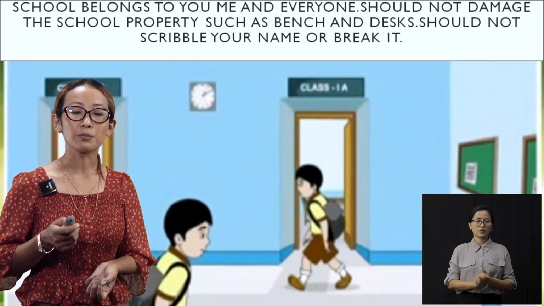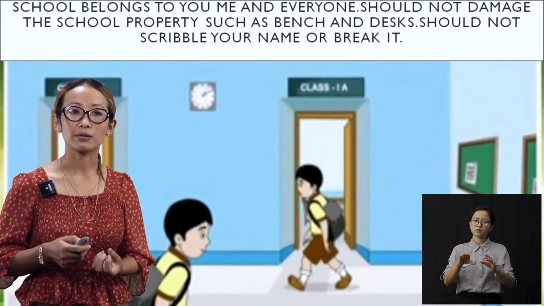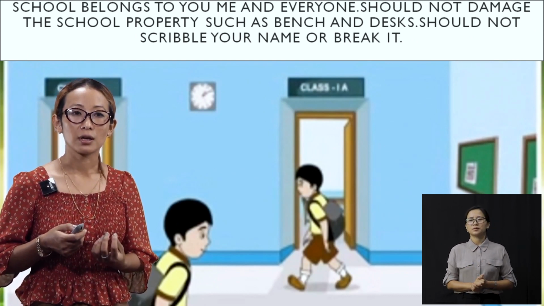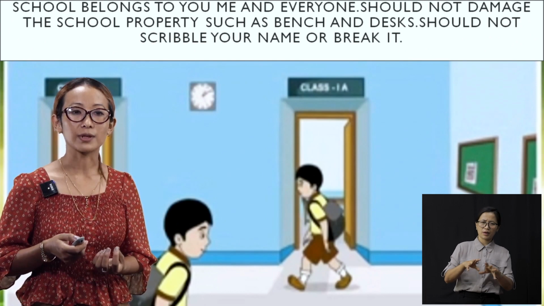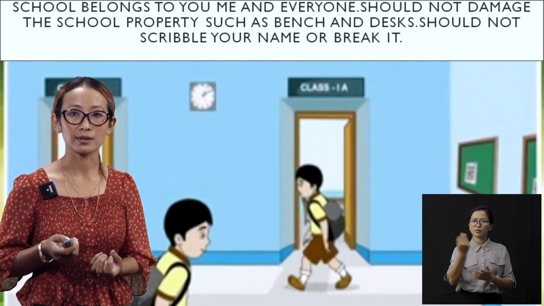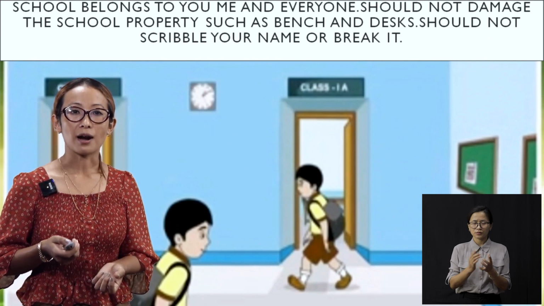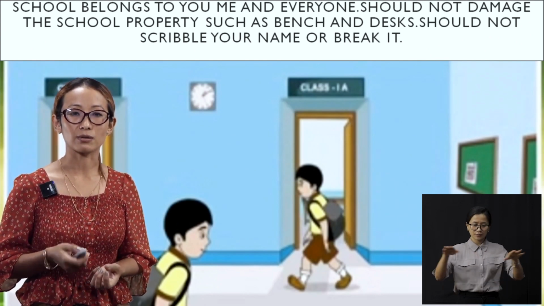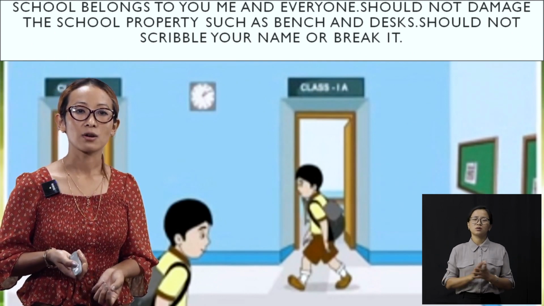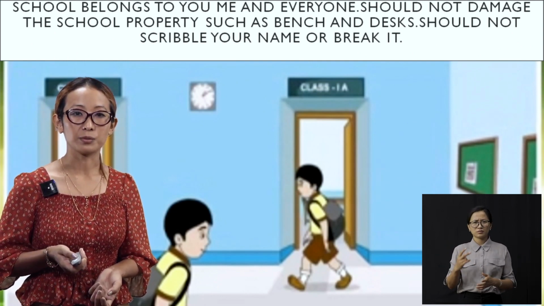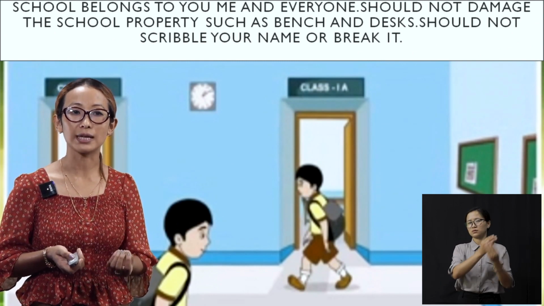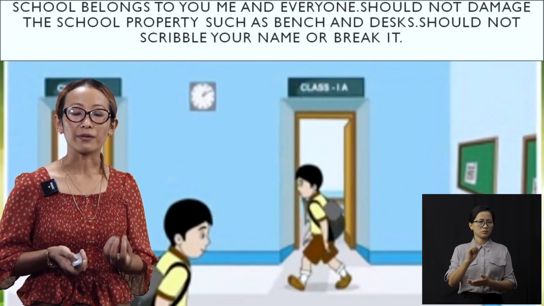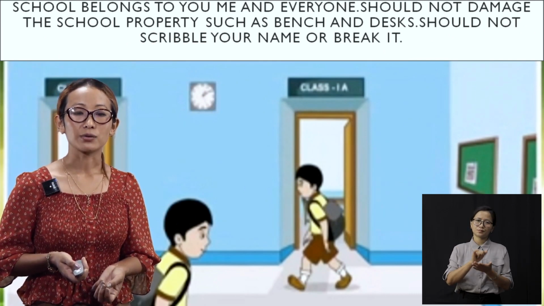So it is important for us to take care of and preserve our property. We should not damage the school property. If you come across a situation where your friends are damaging or scribbling their names on the benches or desks, breaking them, or littering the classrooms, then it is your duty to remind them not to do that, and to prevent them. You should tell your friends.